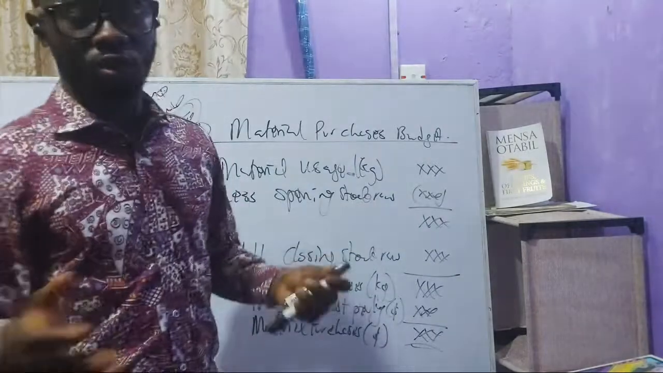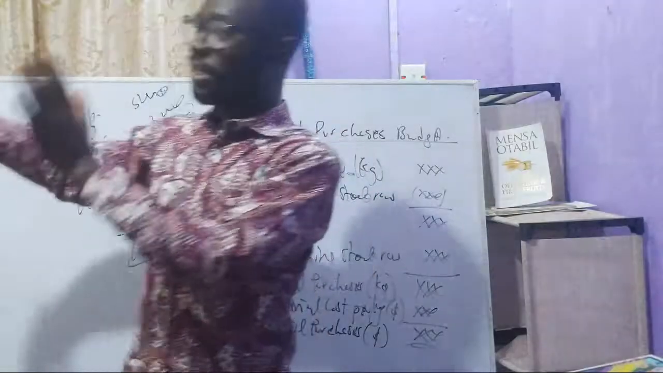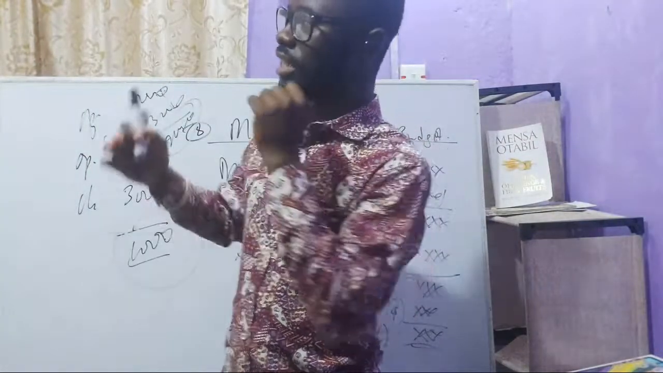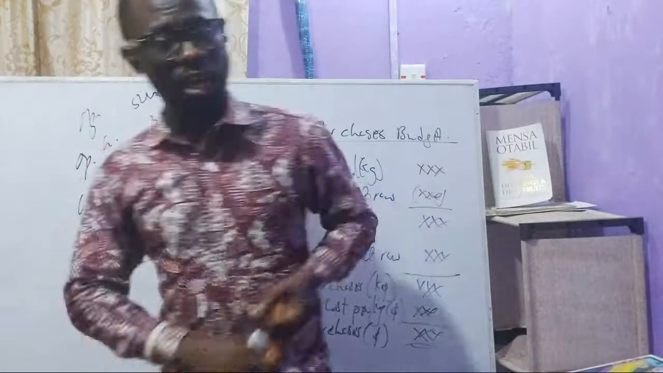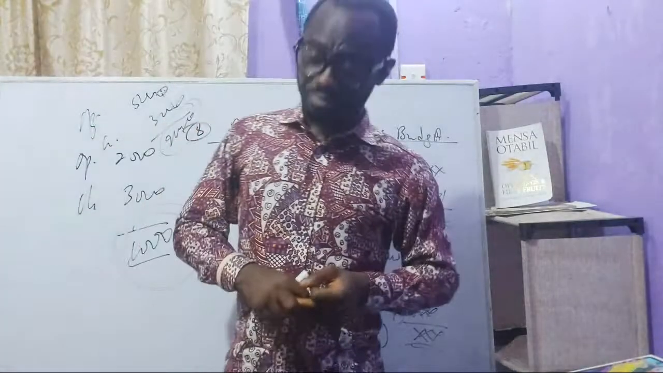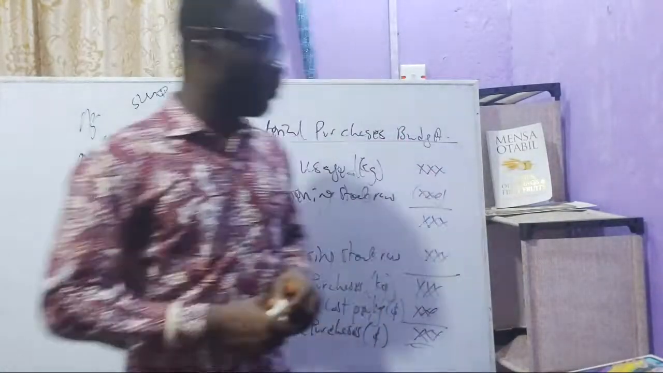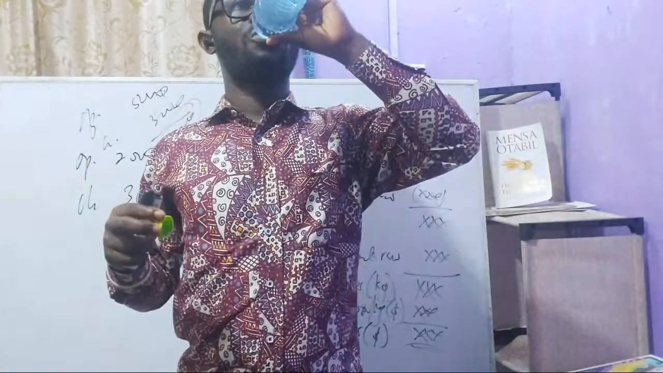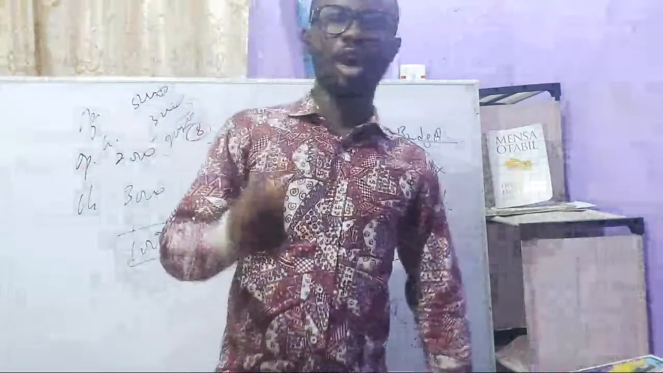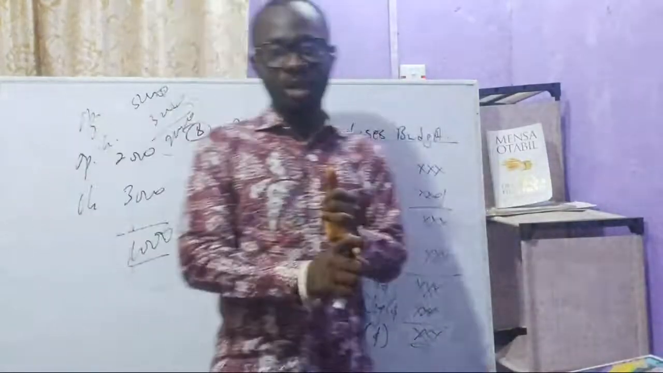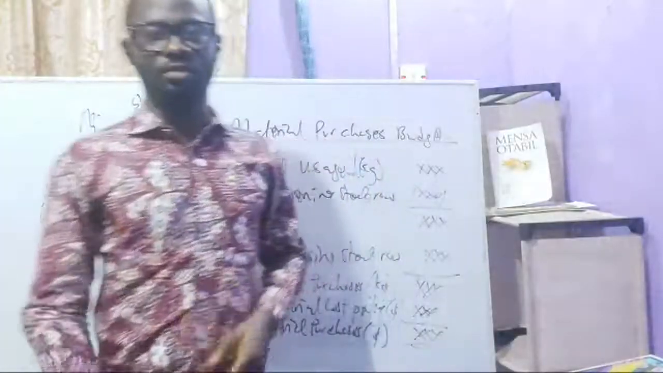So what have we looked at so far? We've looked at the preparation, the budget committee meeting, and the budget committee doing three things: they determine the strategic objective, look at the basic assumptions, and look at the documentation. Number two, they identify the principal budget factor. Number three, we prepare the sales budget. Once the sales budget is prepared, we now prepare the functional budget. We've looked at the production budget, the material usage budget, and then the material purchases budget.